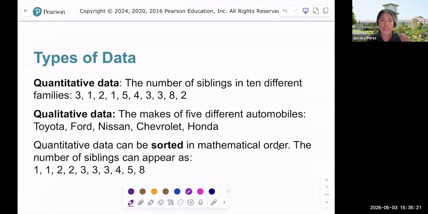So let's begin by looking at the types of data. Let's say we're looking for the number of siblings in 10 different families. So you can have three siblings, one sibling, two, one, five. These are all quantitative. They're represented by a numerical value. They represent something, a value actually. You have qualitative data like five different automobiles. So different brands like Toyota, Ford, Nissan, Chevrolet, and Honda. So all of these are qualitative, right? They're not a numerical value. But you can have quantitative data that could be sorted in a mathematical order. So 1, 1, 2, 2, 3, 3, 3, 4, 5, and 8.